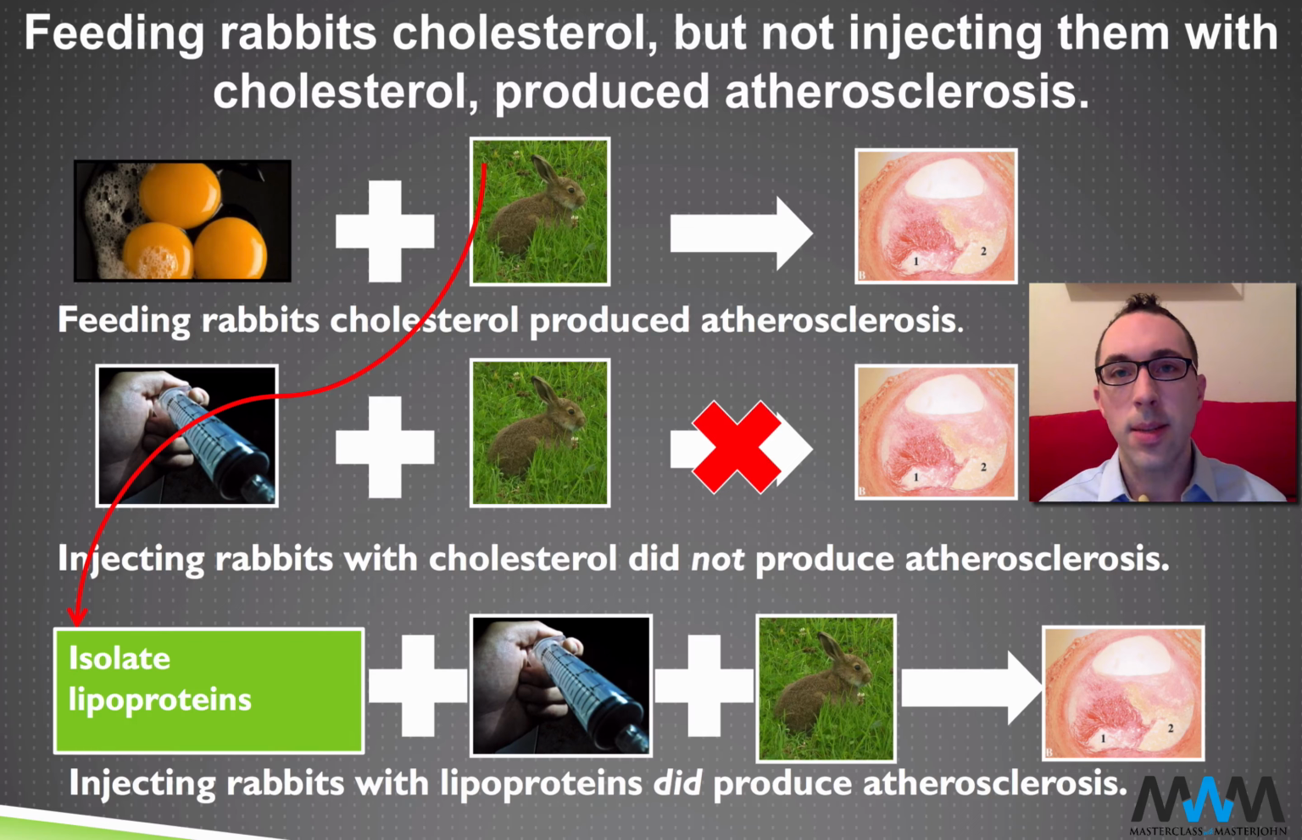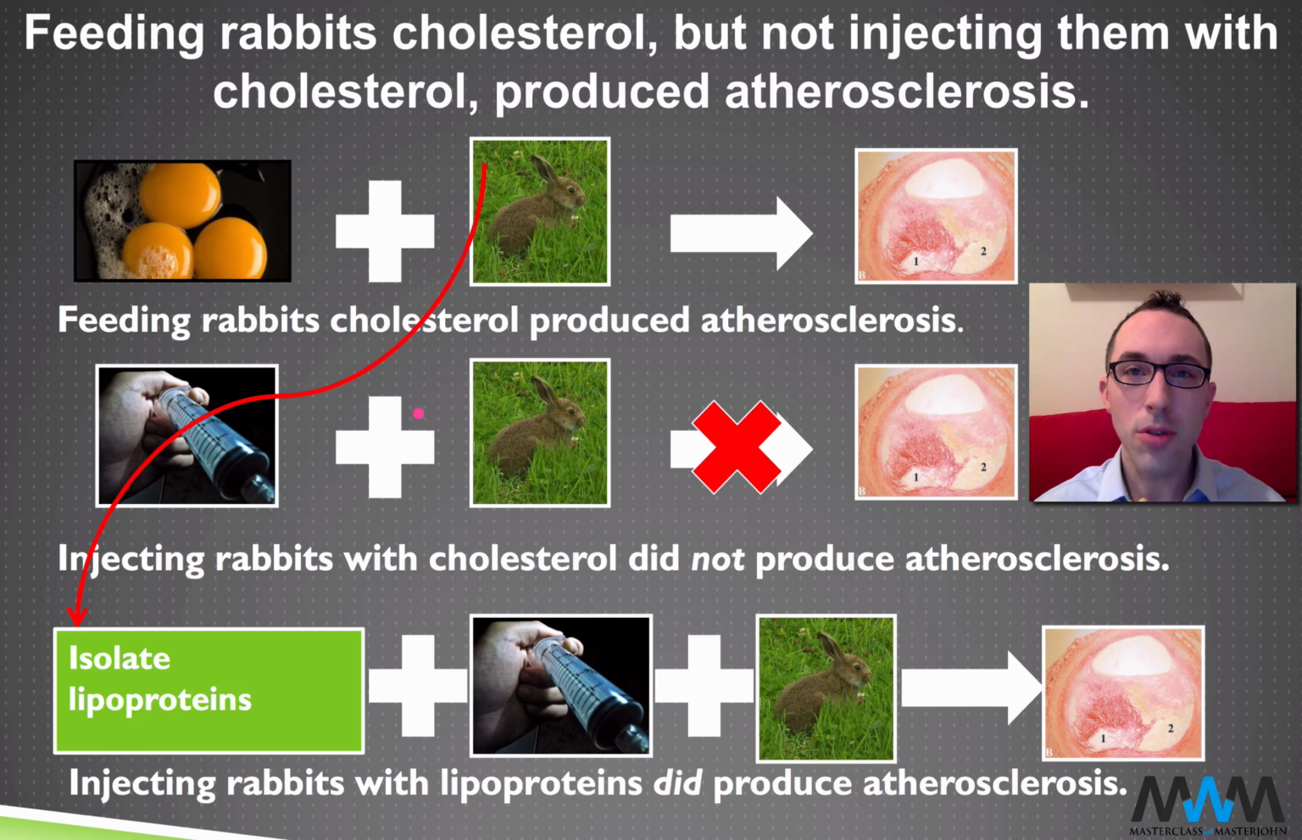We actually gained some of our earliest insights into this process from the cholesterol-fed rabbit model at the beginning of the 20th century. One of the early findings was that if you fed rabbits cholesterol, it would cause atherosclerosis. But if you injected the rabbits with cholesterol, it wouldn't. However, if you fed rabbits cholesterol and then you isolated the lipoproteins from their blood and injected it into other rabbits, those rabbits would get atherosclerosis.